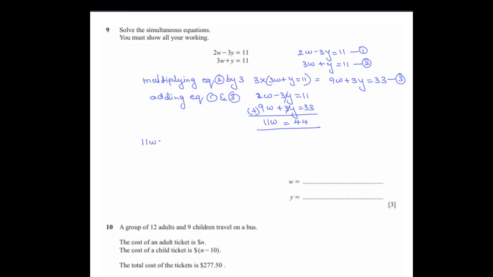Now 11w is equal to 44 will give you w is equal to 44 divided by 11, which is 4. Now substitute this value in any of the equations. So substitute w is equal to 4 in equation 2. So 3 into 4 plus y is equal to 11. So y will be equal to 11 minus 12, 3 4s are 12. When I bring it on the right hand side, it will be minus 12. So y is equal to minus 1. So we got both the values of w and y. Question number 9 is done. 4, minus 1.